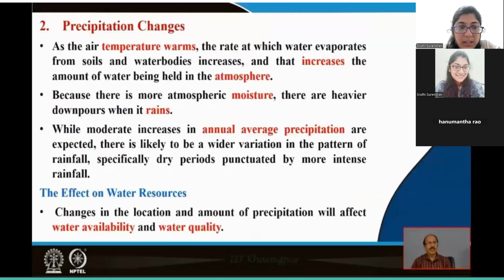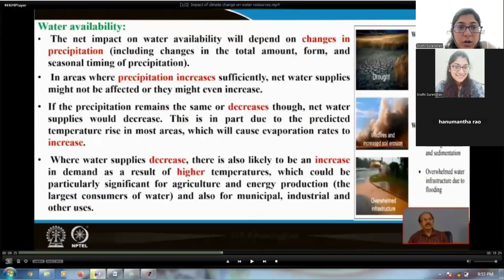Precipitation changes, we talked about it, because of the high content of moisture in the atmosphere, extreme rainfalls as well as erratic patterns of rainfall, and sometimes there is no rainfall at all. So all these are the impacts of precipitation changes on water resources. The rainfall pattern is in turn going to impact the water demand, water supply, the quality of water, all of those. Water availability, like I said.